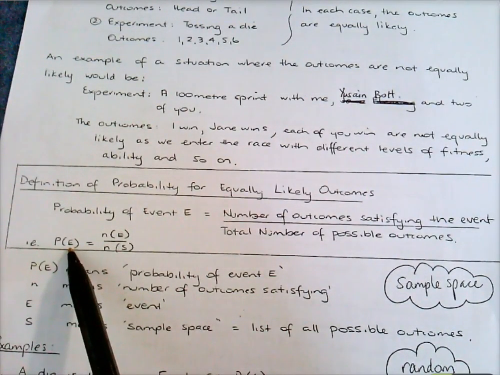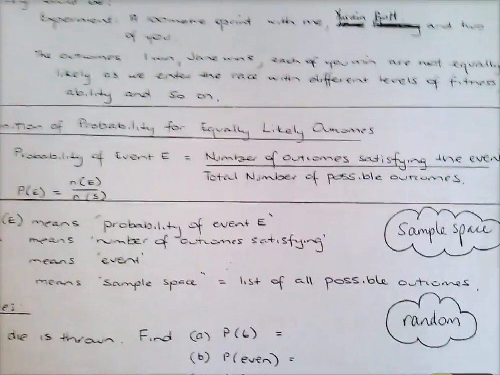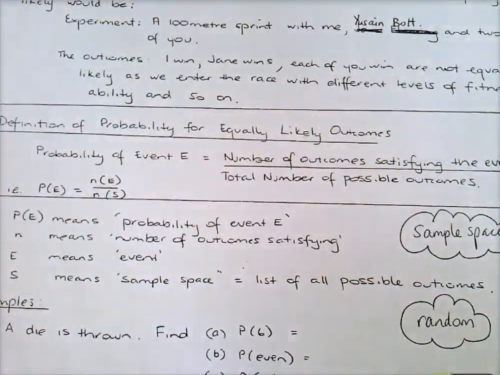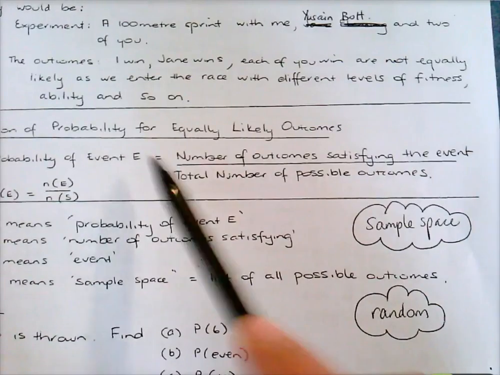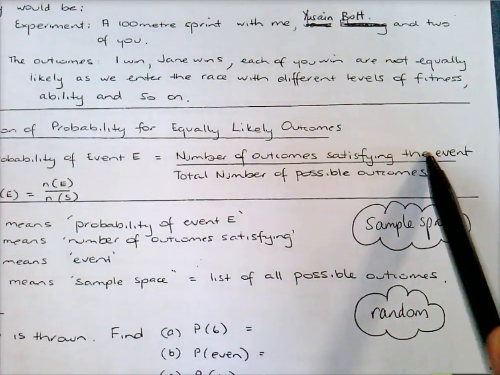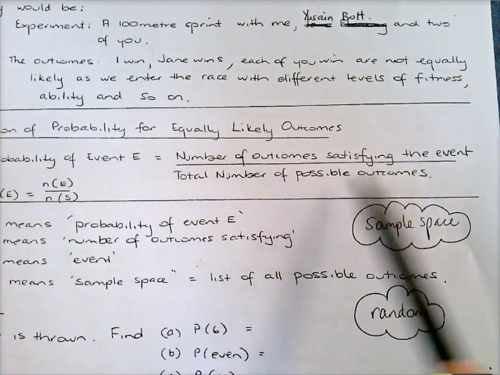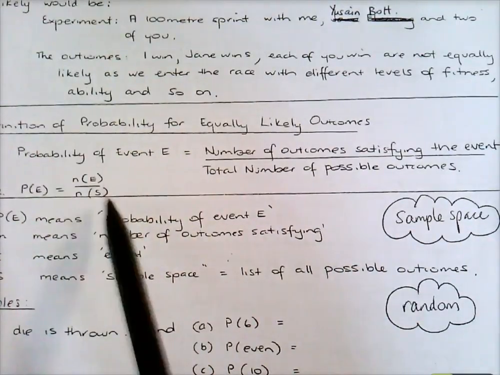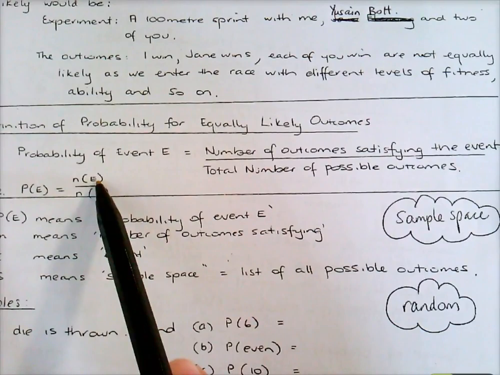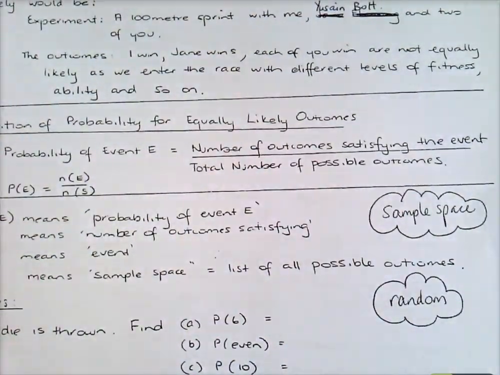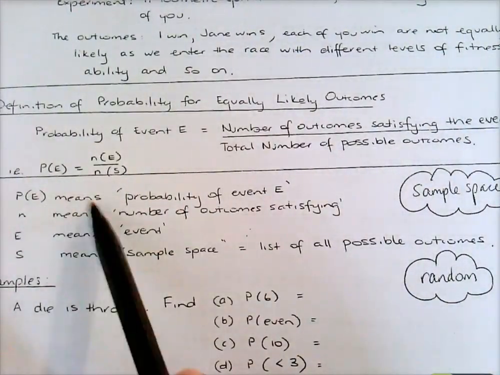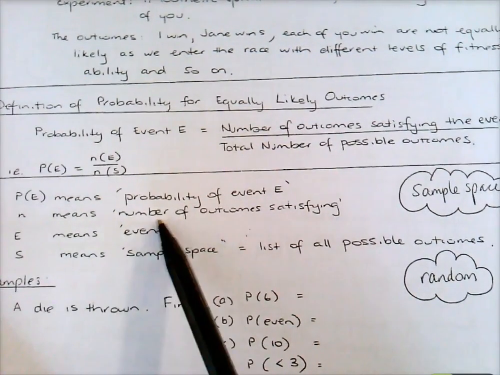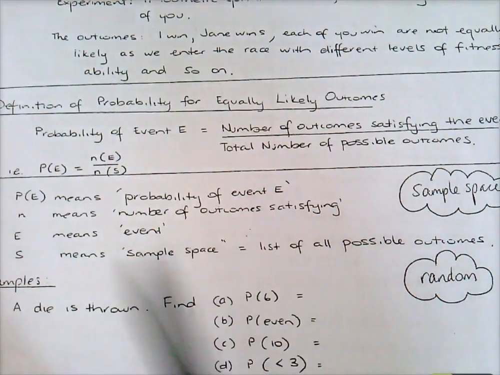Okay, now, definition of probability for equally likely outcomes only. Now, this is the notation. This is how we write probability of an event. P and E in brackets. So probability of the event, you write what the event is in the brackets. Now, the probability of the event is the number of outcomes satisfying your event over the total number of possible outcomes. And the way we write that, it's N(E), which is number of outcomes satisfying the event, and N(S). Do you know what the S is for? Sample space. Number of elements in the sample space.